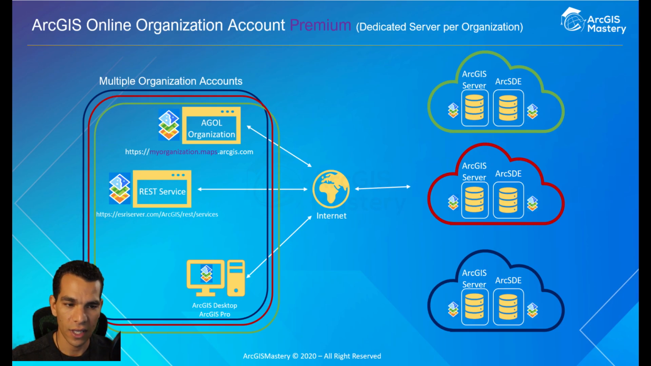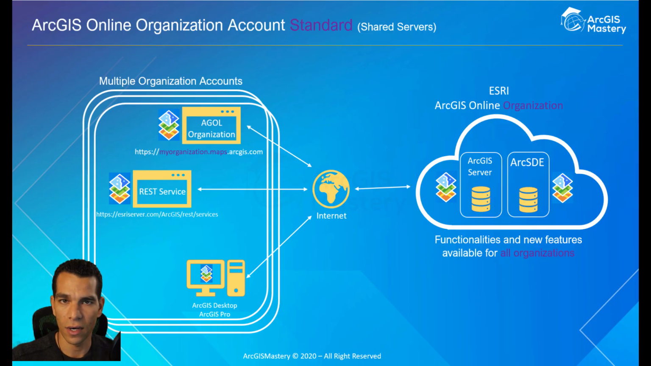So let me show you what that means. If you have a standard organization account and I have a standard organization account, then that means that we might be sharing the same server at Esri, where you might have a lot of data and a lot of traffic working on the server, and that will affect the performance for my access. So when you have a standard organization account, you might see some bad performance at times based on how many people are using ArcGIS Online at that time.